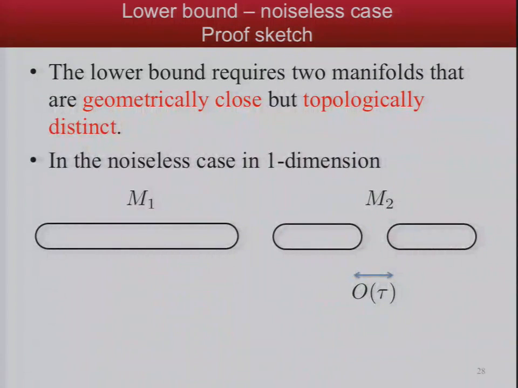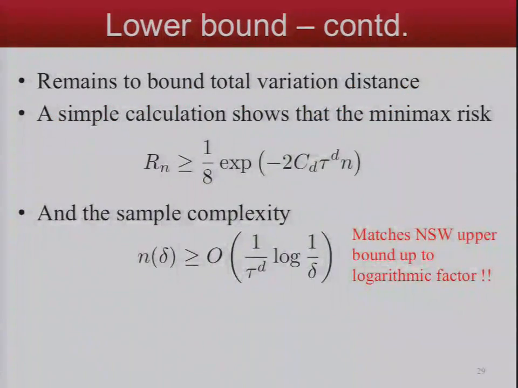So as I said before, you want manifolds that are in some sense geometrically close but topologically different. So in one dimension, your first thought would be take an interval and take an interval with a hole. That doesn't quite work because it has a boundary and so on, so you just smooth it out at the edges and you get two manifolds that look like this. And it turns out that you can do the calculation, and what it gives you is a lower bound that looks like 1 over tau to the little d times log 1 over delta, which exactly matches the Niyogi-Smale upper bound up to a factor of log 1 over tau to the d.